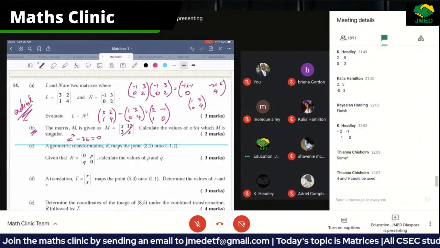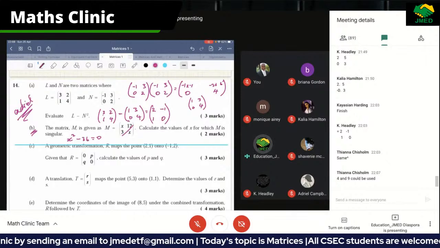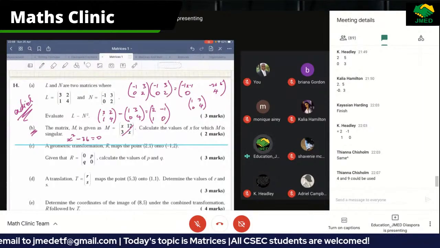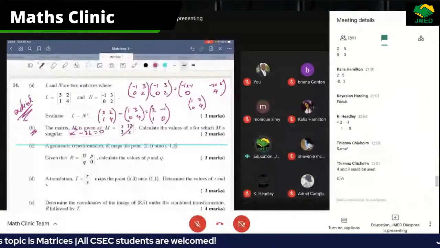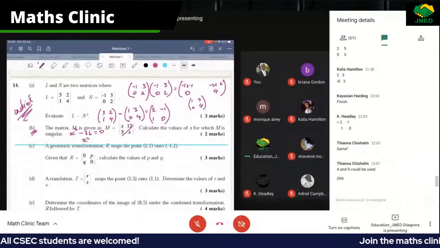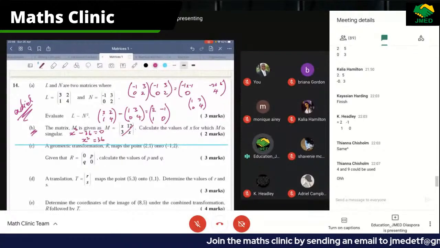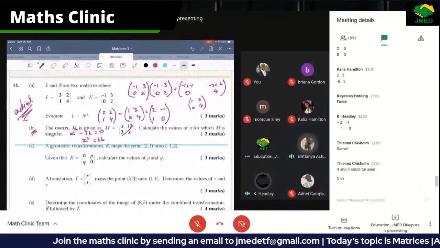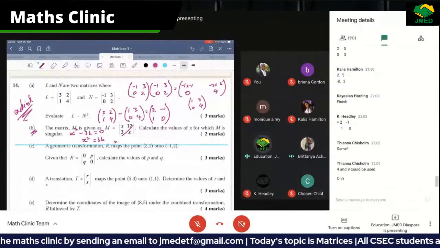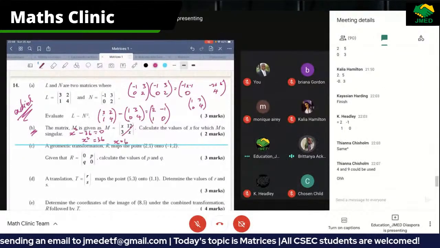So if x squared minus 36 is equal to 0, then we know that x squared would be equal to 36. So what's the value of x? The square root of 36. The value of x is 6. Did you read the question carefully?